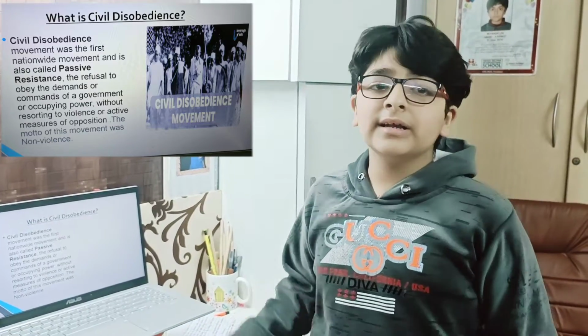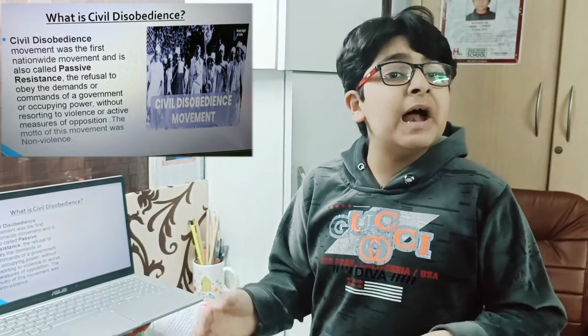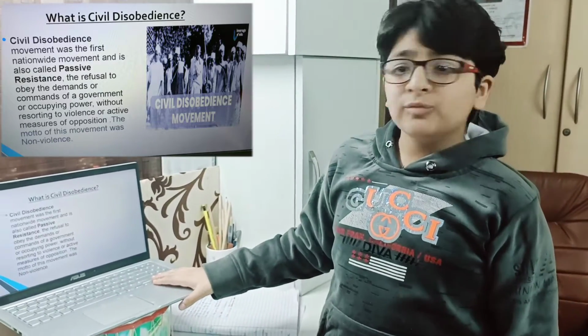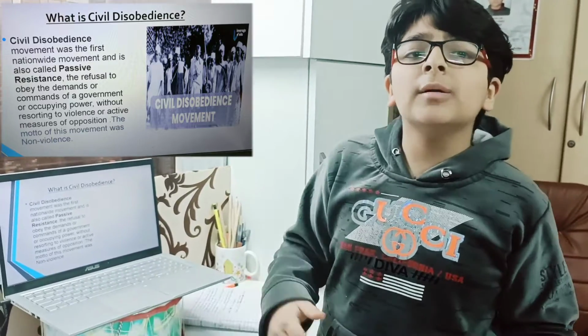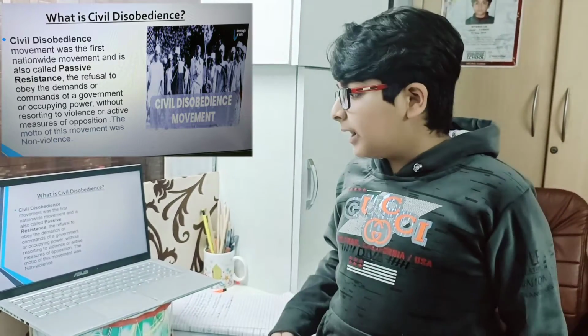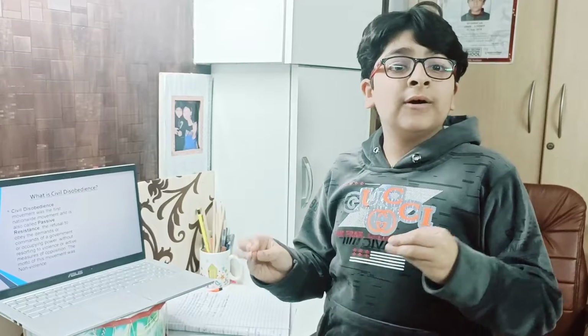Civil disobedience is a movement run by Gandhiji where he led a large group of people from Sabarmati Ashram to Dandi in Gujarat. This movement is the refusal to obey the demands or commands of a government without any kind of violence. The main motive of this movement was non-violence.